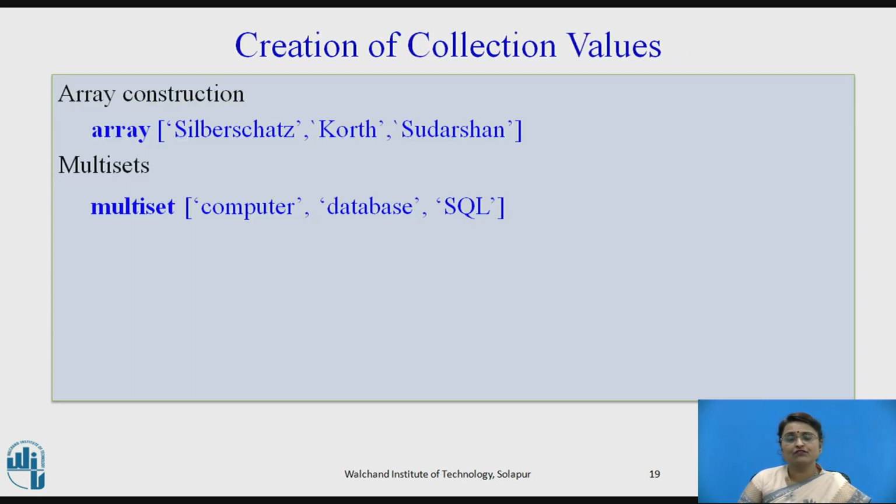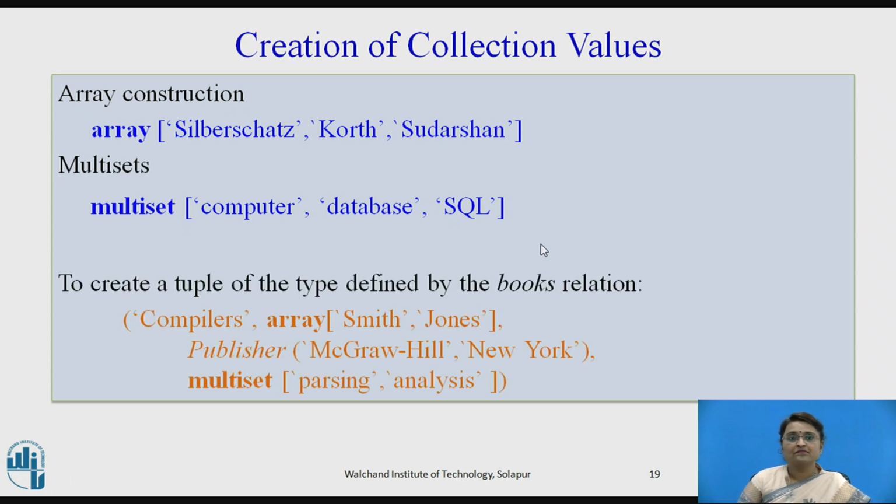Now, how can we create collection values? For an array, we write array in the square bracket with whatever values we want. Similarly for multisets, in the square bracket we provide those values. Now whenever we create tuples, we do it like this. Say the books relation is there. Compiler is the title of the book, then the author array is provided by Smith and Jones, then publisher is a structured type, so in the bracket we provide publisher name and publisher branch, then the multiset holds parsing and analysis. These are the keywords. According to this, the data is added.